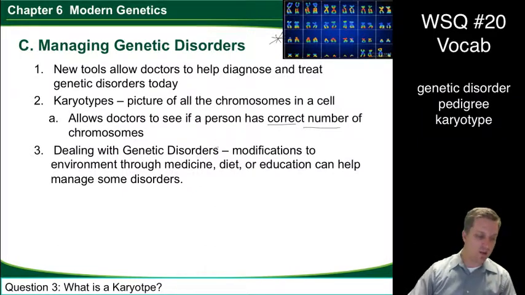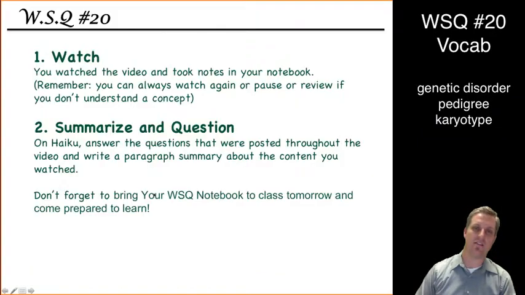Now, how do they deal with the actual disorder? So maybe they get this information. How they deal with it is some of the changes that have been happening. There are modifications that can be made to the environment through medicine and diet, through education, which can help manage some of the disorders. And we're in the process now where they're starting to come up with ways to actually correct disorders through genetic treatment. So we'll talk about that in the next lesson.